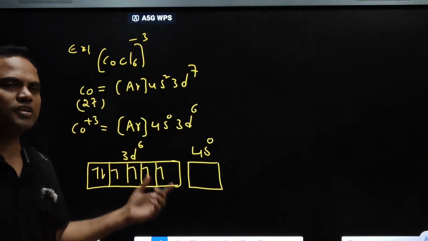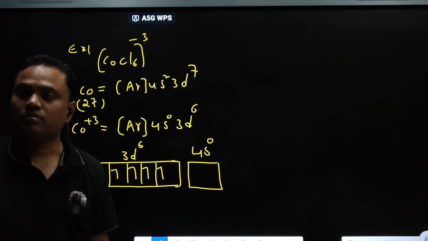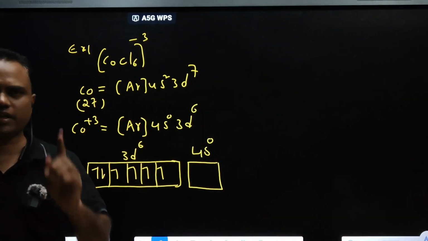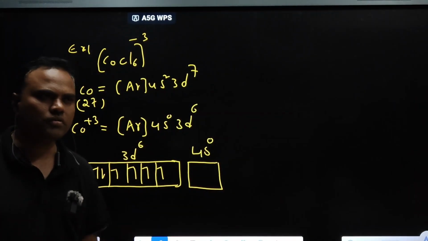How many vacant rooms do we require? What is the coordination number? 6. We need 6 vacant rooms. But how many vacant rooms do we have? 1. More, how many? 5.